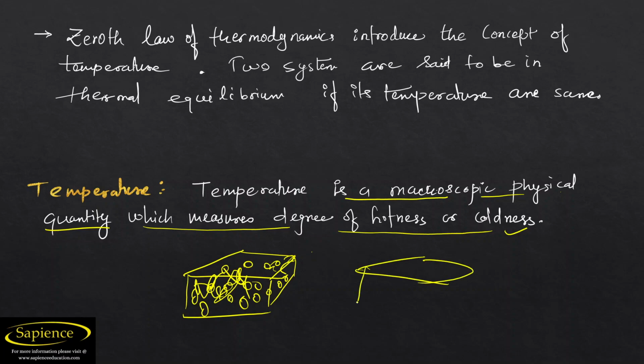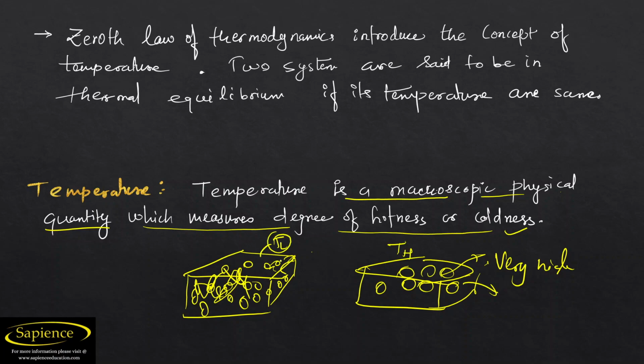Let us take another solid, which also has molecular movement, but the molecular speed is very high. If it is very high, it means its degree of hotness is very high, because due to molecular movement the temperature increases. So the temperature is a parameter which shows how much energy it contains, how much molecular movement is happening microscopically. That is why temperature is a macroscopic physical quantity which measures the degree of hotness or coldness.